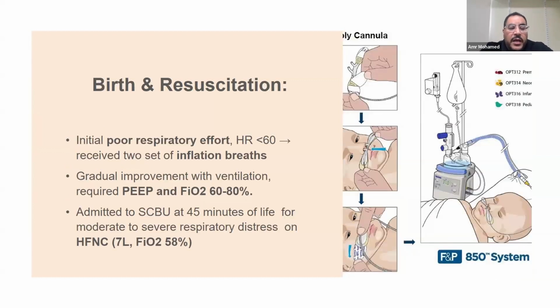In theatre, twin 2 was born in poor condition with poor respiratory effort and heart rate less than 60. She required 2 sets of inflation breaths, followed by gradual improvement of ventilation and heart rate, but she needed to be kept on PEEP and FiO2 of 60 to 80% to maintain saturation. After 45 minutes of observation in theatre, we decided to admit the twins to the special care baby unit, and we started high flow nasal cannula, setting of 7 litres flow and FiO2 around 60%.